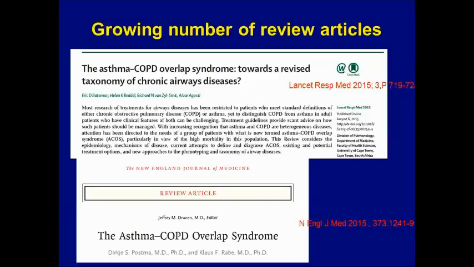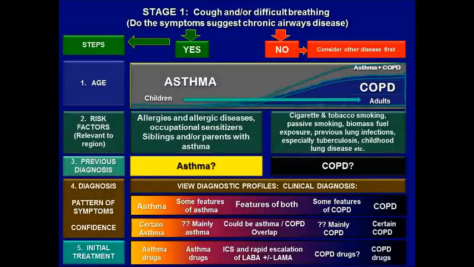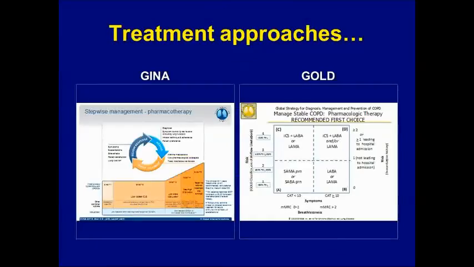And it has generated a number of review articles. I'd suggest you read this one by Eric Bateman in The Lancet, published recently. It's very good. And this is what Umesh has gone over, the steps as per GINA and GOLD. In step 1, you look at the age, the risk factors, history of asthma diagnosis, history of COPD diagnosis, and look at the profiles. Does the patient have more features of asthma, more features of COPD, or features of both? Then treatment: if it's purely asthma, you follow the asthma algorithm. If it's purely COPD, you follow the COPD algorithm. If you have ACOS, you would look at ICS and LABA, and then addition of LAMA.